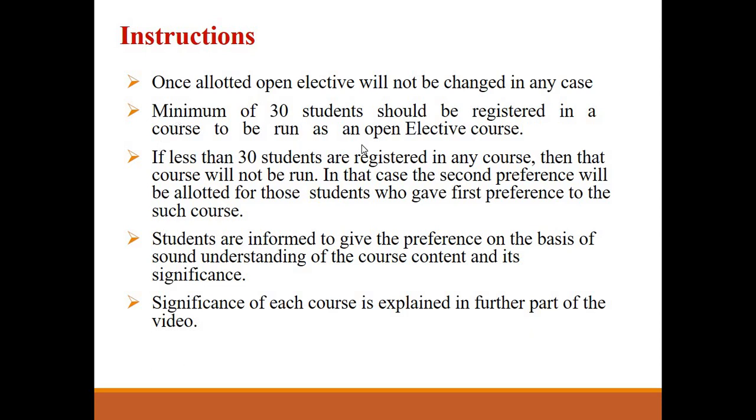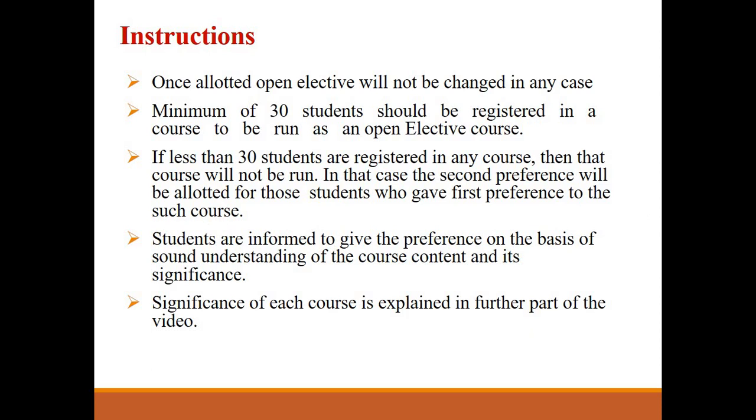A minimum of 30 students should be registered in a course for it to be run as an open elective course. So we want a minimum of 30 students for an open elective course to be run for that particular semester. If fewer than 30 students are registered in any course, then that course will not be run. In that case, the second preference will be allotted to those students who gave first preference to such a course.